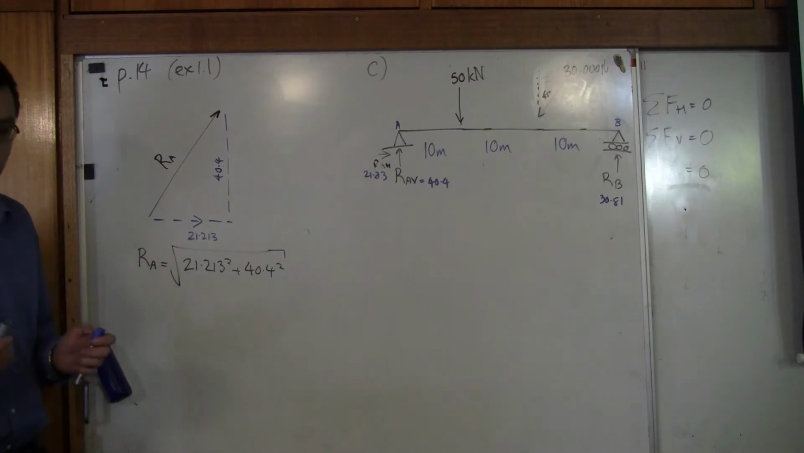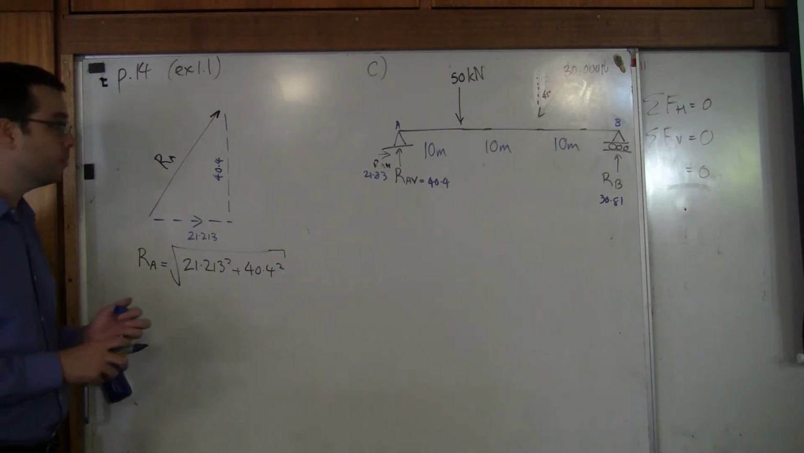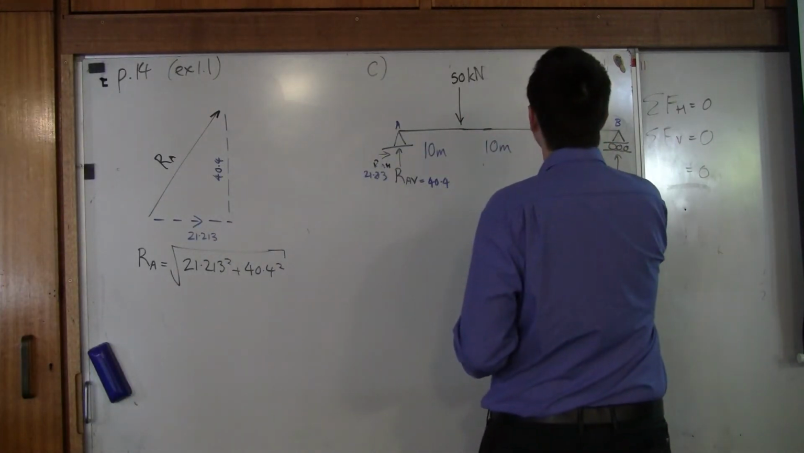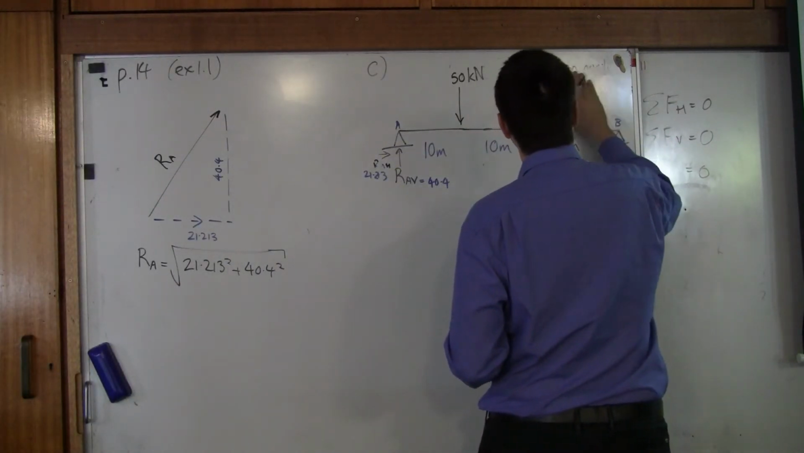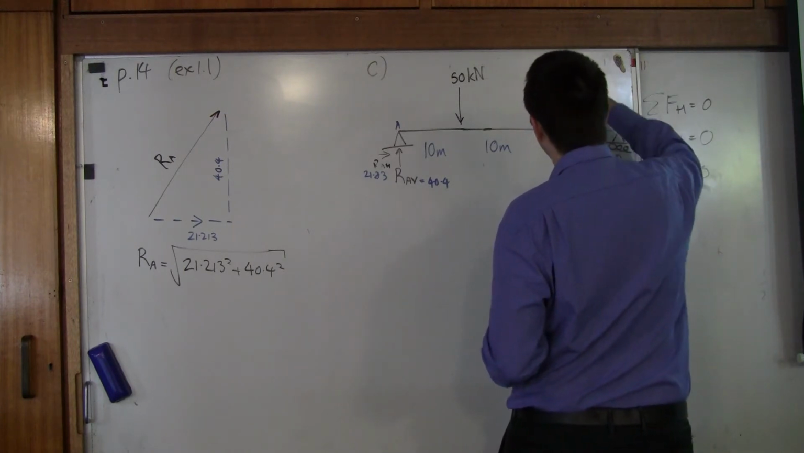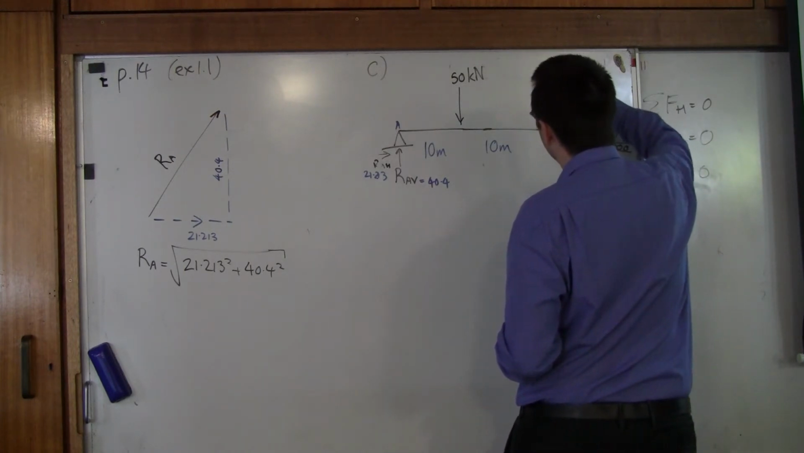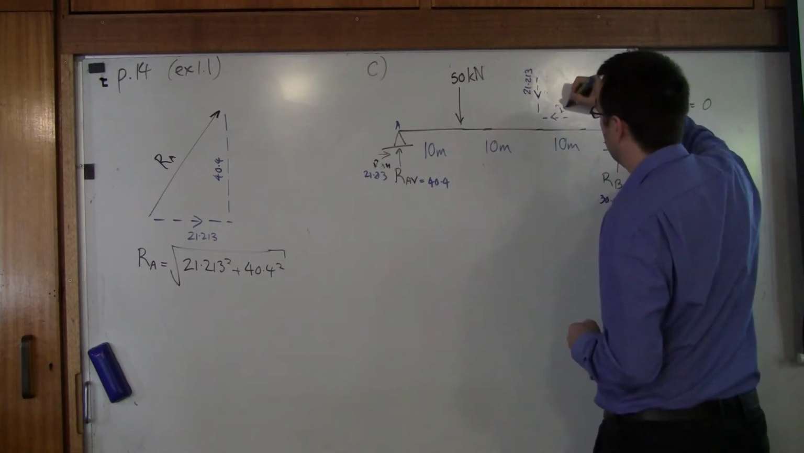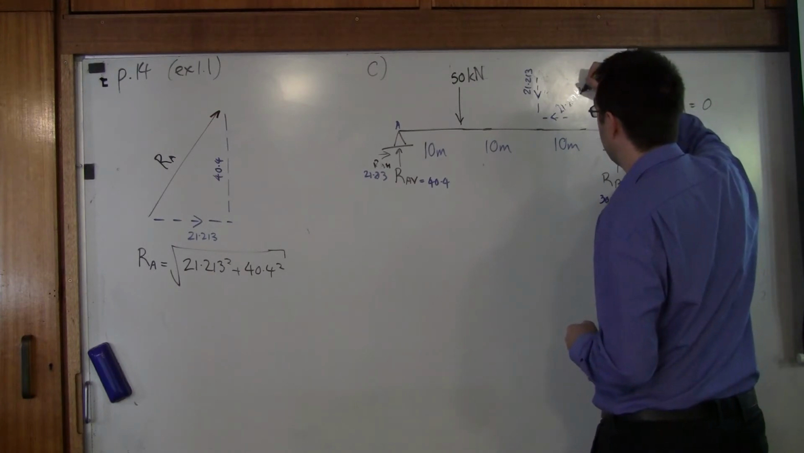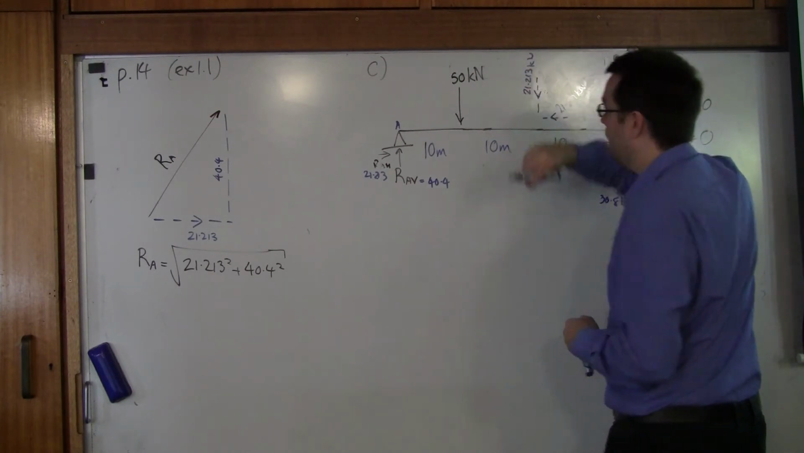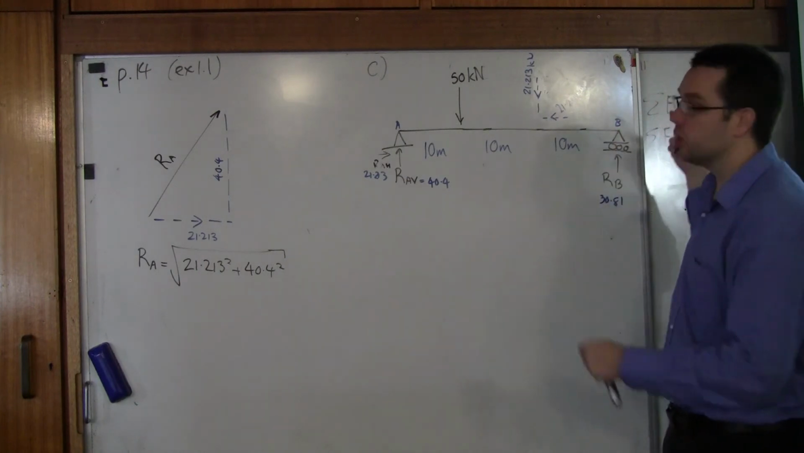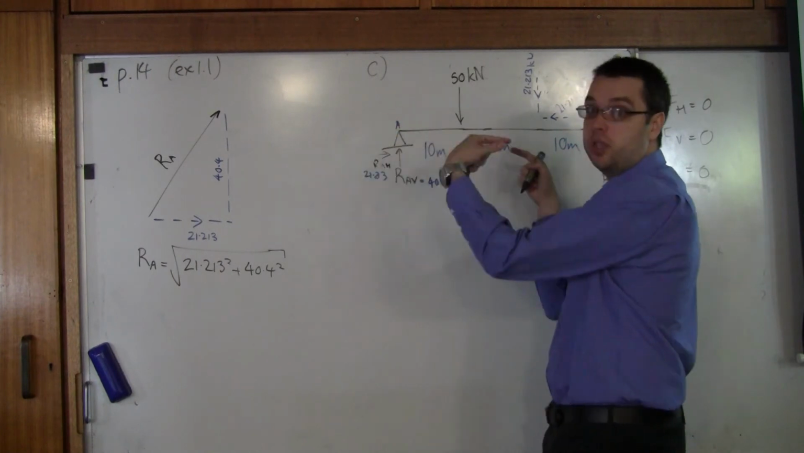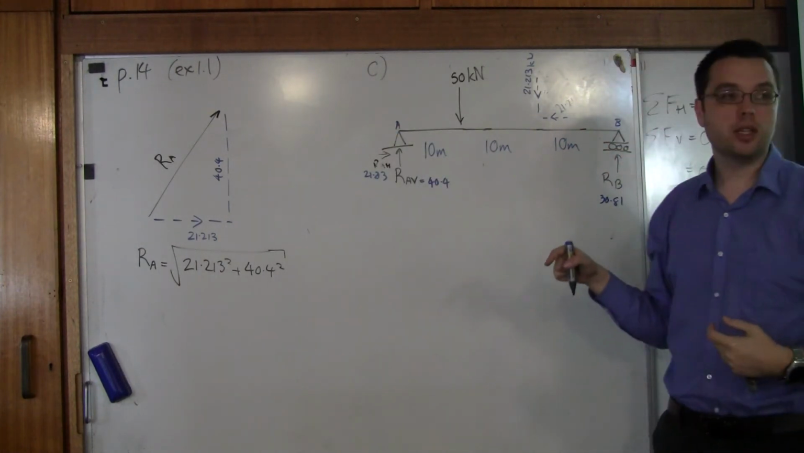Yeah? What's up? How did you find RAH again? RAH? Well, we said that the only force that we have is this one here. We can effectively rub that out and replace it with these two forces, 21.213 and 21.213. And we said if we have 21.3 pushing this way, we're going to have someone pushing 21.3 that way. Yeah? Is that all it is? Yeah, that's all it is.